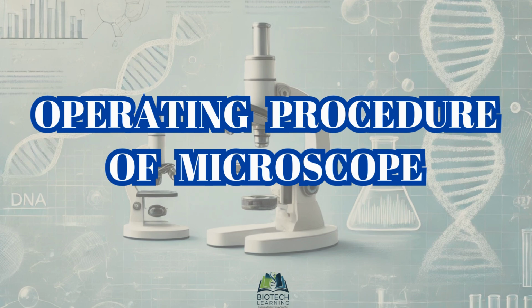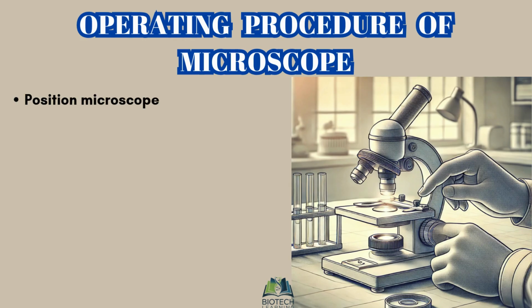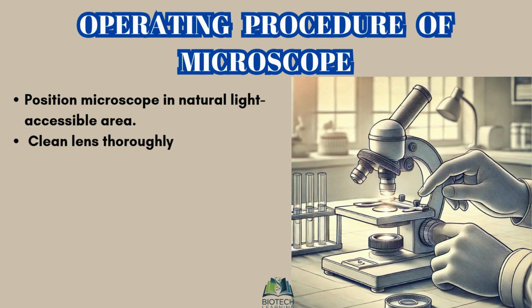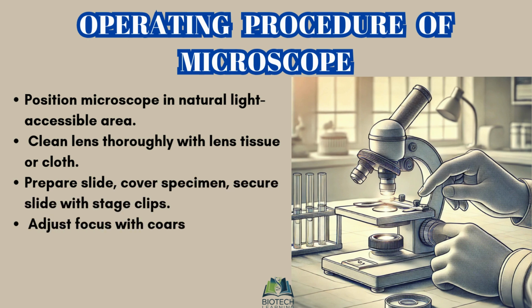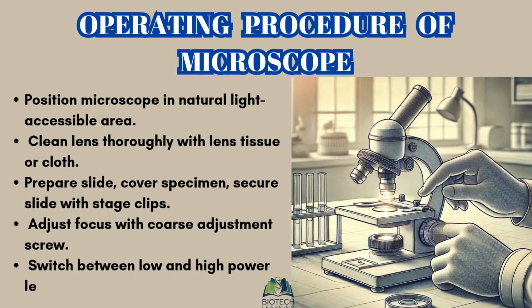Operating procedure of microscope. Position the microscope in a natural light accessible area. Clean the lens thoroughly with lens tissue or cloth. Prepare the slide, cover the specimen, and secure the slide with stage clips. Adjust focus with the coarse adjustment screw. Switch between low and high power lenses for image viewing.